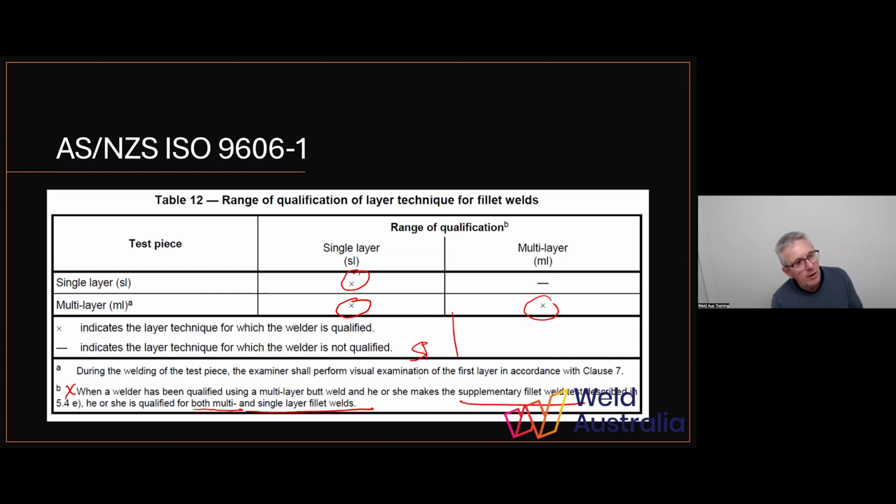What you've got to verify on the range of qualification, it should have single layer and also multi-layer to cover it for those processes if that's been a supplementary. These are the things that we'd be checking. All right. And if you notice there, it actually gives us the clause. So 5.4E is where that is mentioned. If you were to go back through the standard, that's where it's mentioned.